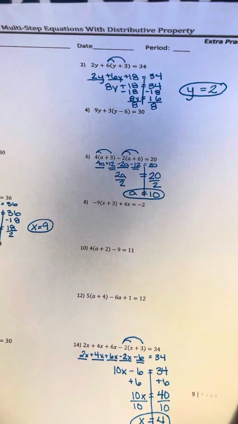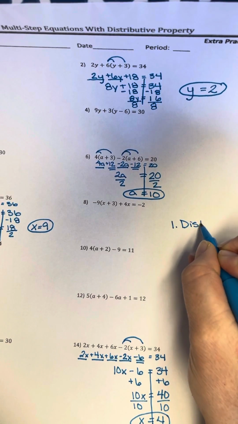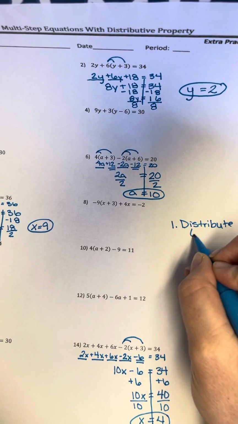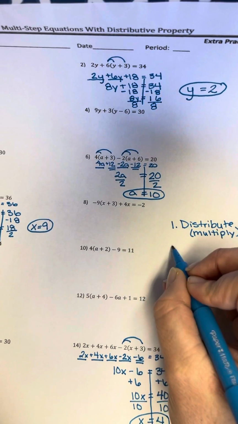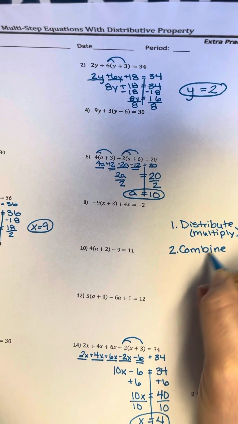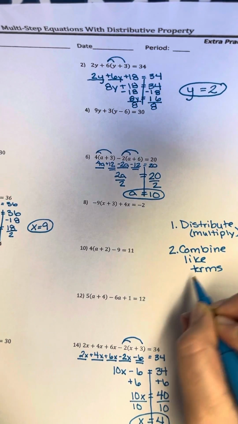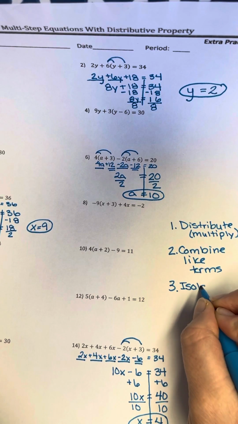Okay, so just review. Follow your steps to do these. Keep your work nice and neat. Make sure you use your balance line to show your work. Step 1, distribute, which ultimately means multiply. Step 2, combine like terms. Step 3, isolate your variable.